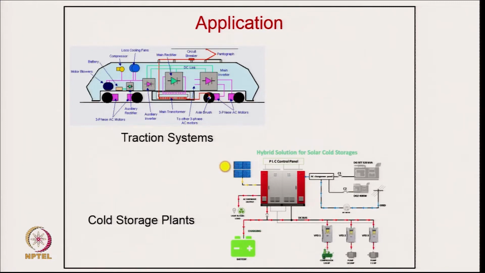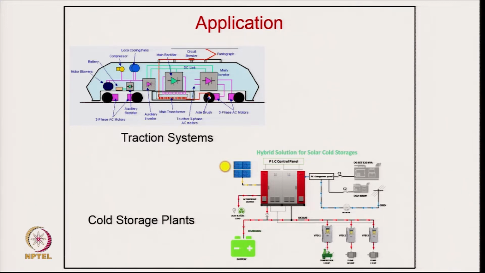Coming to another application, the traction system. Traction includes not only electric traction but also the metro. We now typically put voltage source converters on the grid side, so that neither harmonics nor a reactive power burden is put on the grid, and in fact you should be able to support the reactive power if required.